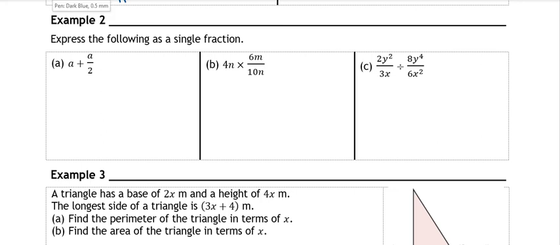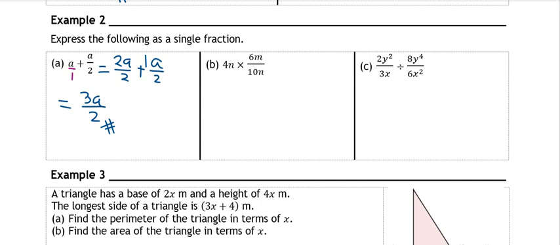A is a plus a over 2. Now, if you remember, a can be written as a over 1. So when you multiply a over 1 times 2, it will be 2a over 2, right? And then a plus a over 2. So here it's quite simple. 2a plus 1a will be 3a, right? And then over 2. So that's it for this one.